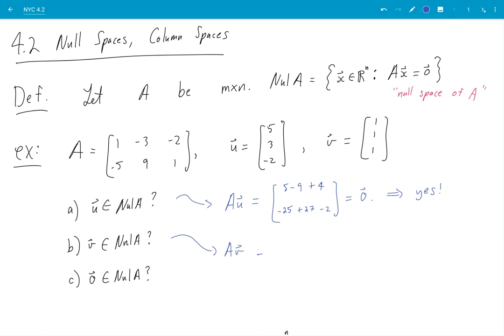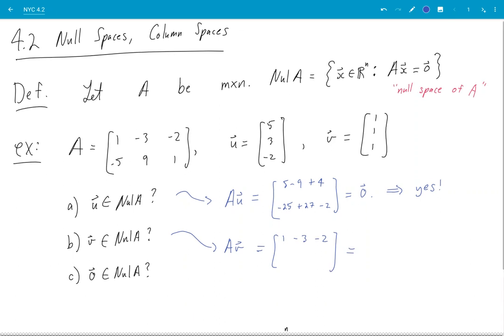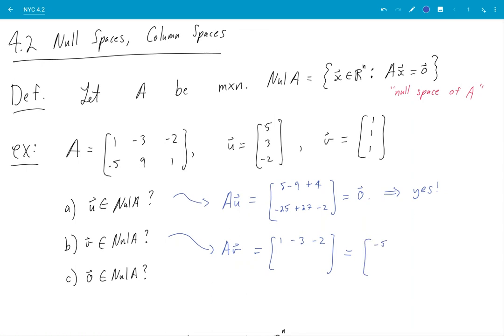AV. Let's see if this one is 0. Well, right away, I can see that it's not, right? Not the zero vector. I didn't even bother calculating the second component because I could see that the first component was not going to be 0. Mathematicians are lazy that way.